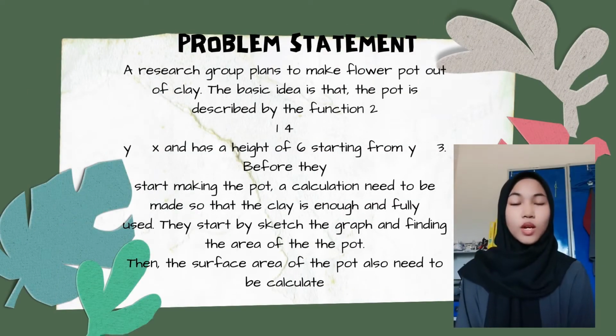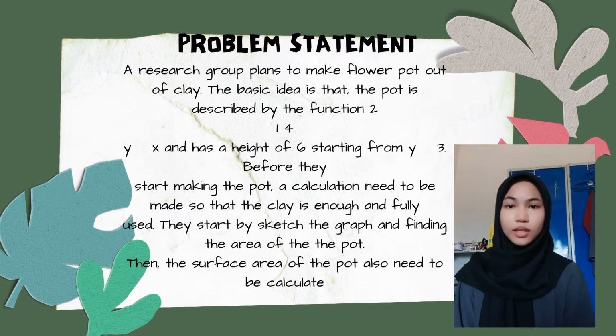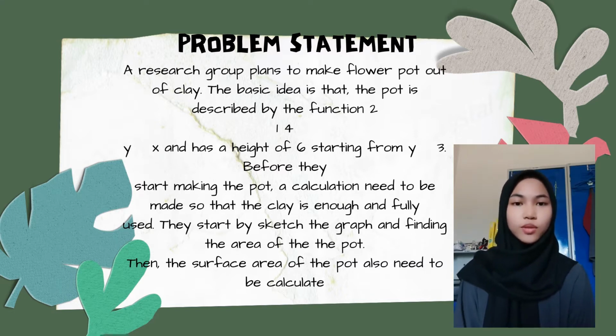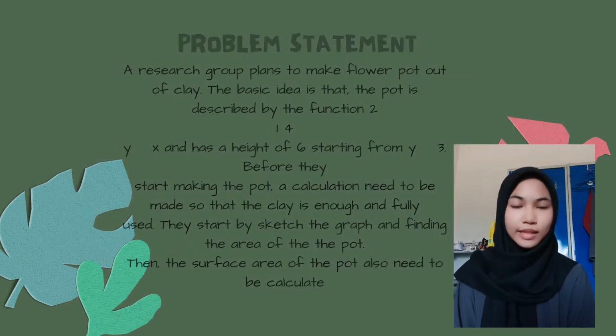So, our group does case study 1, which is that you need to find the area and surface area. The problem statement is about a research group that plans to make a flower pot out of clay. The basic idea is that the pot is described by the function y equals 1/4 x squared and has a height of 6 starting from y equals 3. Before they start making the pot, a calculation needs to be made so that the clay is enough and fully used. They start by sketching the graph and finding the area of the pot. Then, the surface area of the pot also needs to be calculated.